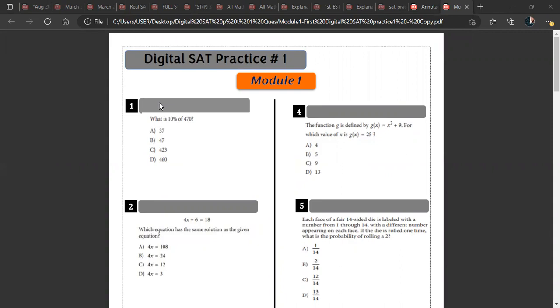The arrangement of the questions: you have 5 multiple choice questions, then 2 grid-in questions, then another 5 MCQ questions, then 2 grid-in questions, then 5 MCQ questions, then 1 grid-in question. This is 27 questions. Okay, let's start. This is module 1.